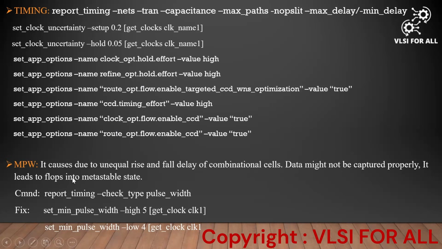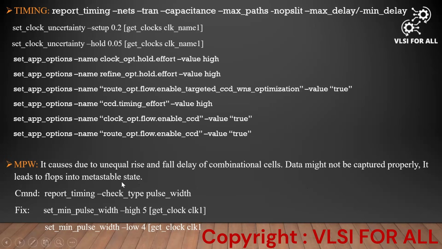After fixing the timing and all, we will check one more violation here, which is the min pulse width violation. Why does it occur? In general, while building the clock tree, we mostly use clock cells, which are clock buffers or clock inverters. In general, they have equal rise and equal fall times. But in some cases, whenever there is unequal rise and unequal fall delay with these combination cells, the data might not be captured properly by the flops. So it may enter into the metastable state, and ultimately the timing will fail over here.